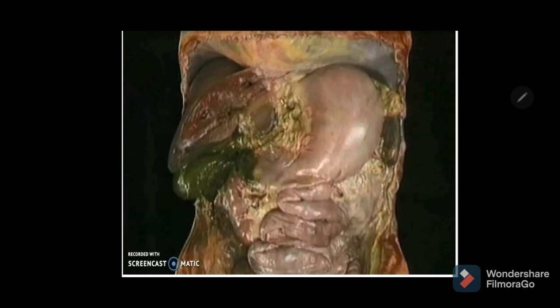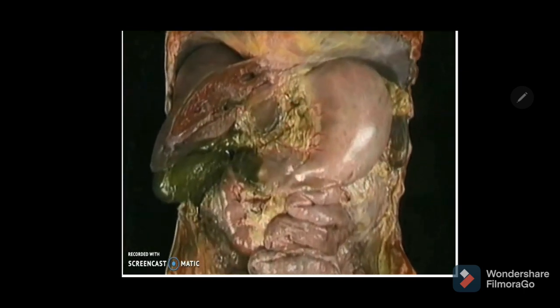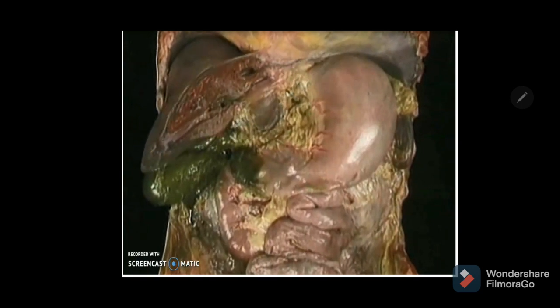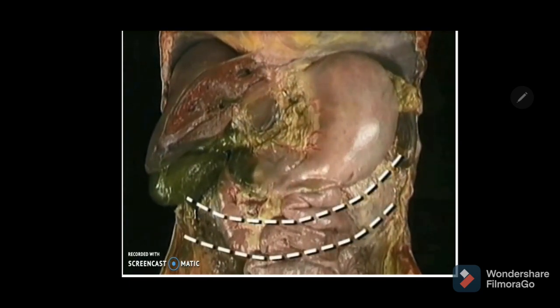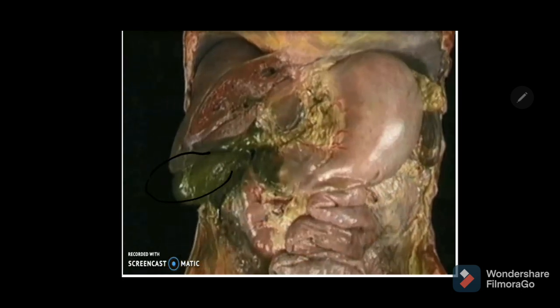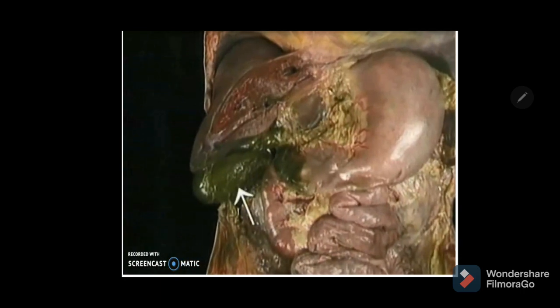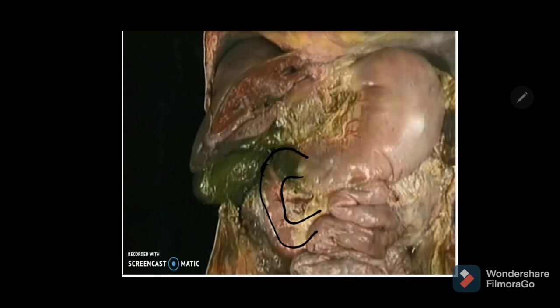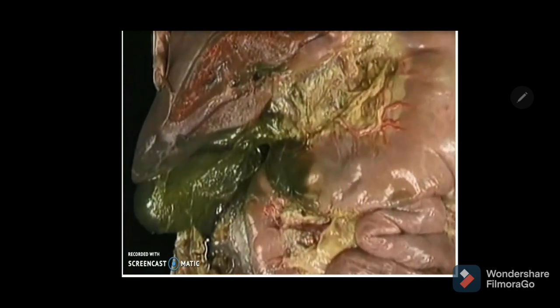As you can notice here in this specimen, the left lobe of the liver is removed, the transverse colon, greater omentum, and transverse mesocolon are removed. Here you are noticing the gallbladder, that is the gallbladder, and you can see the C-shaped duodenum here. This is the C-shaped duodenum, and here will be the lesser omentum.